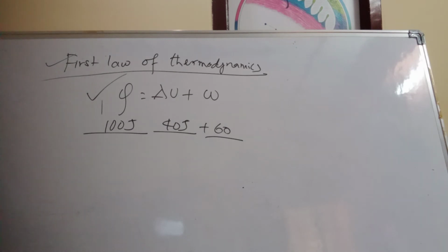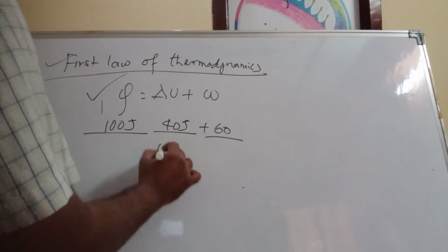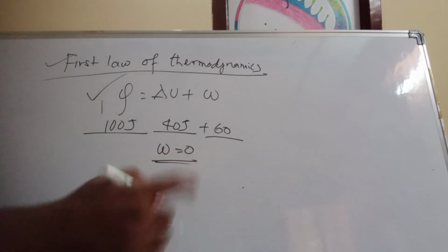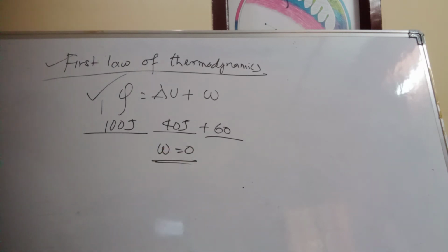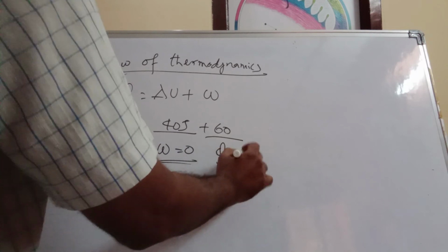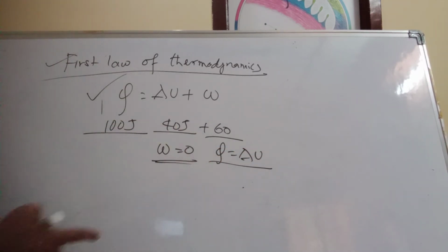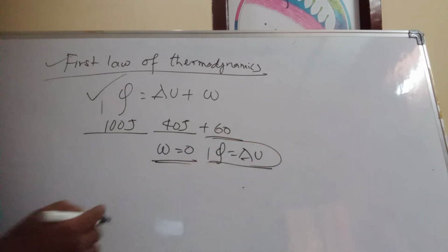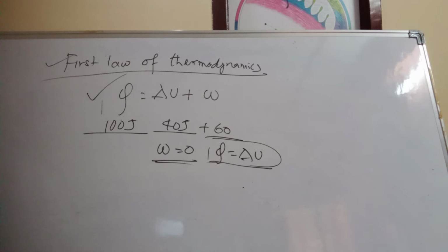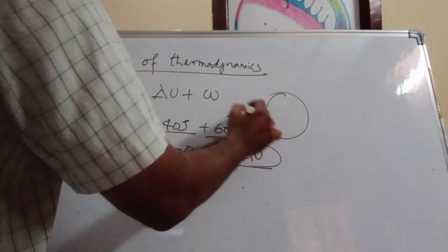Now here I want to say, let us say W is equal to 0. Just mathematically we will talk. What does this mean? Q is equal to delta U. All the heat that was given to the system was utilized only to modify the existing internal energy of the system. Okay, that means there is a body, you give 100 joules of heat.